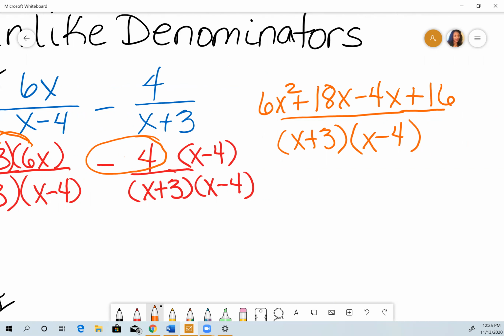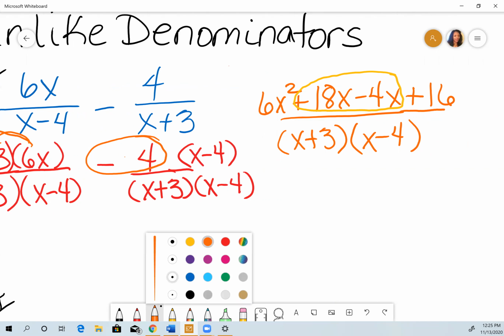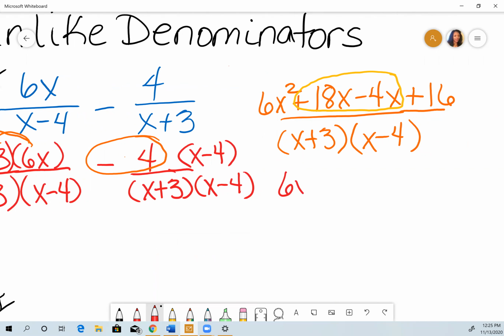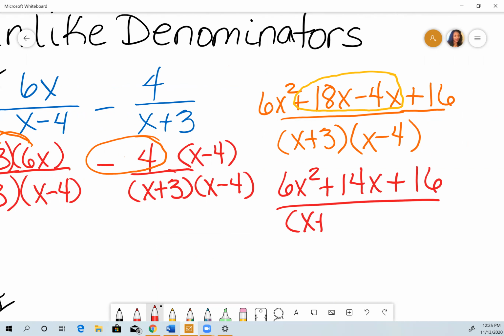Okay. So now I want to go ahead and combine my like terms. I see that I have two x's in there, so I can go ahead and put those together. And my final answer is going to be 6x squared plus 14x plus 16 all over x plus 3 times x minus 4. I said my final answer because I know that this is not factorable.